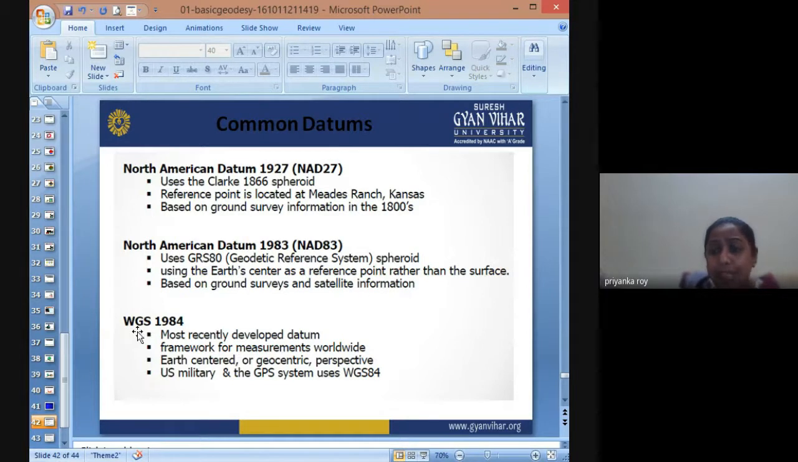Then we come to the latest, most widely used datum system, which is WGS 1984, or we can also call it WGS 84, the most recently developed datum framework for measurement for a wider range. Now, the Earth-centered or geocentric system was developed by the U.S. military for the purpose of the GPS system, used as WGS 84.